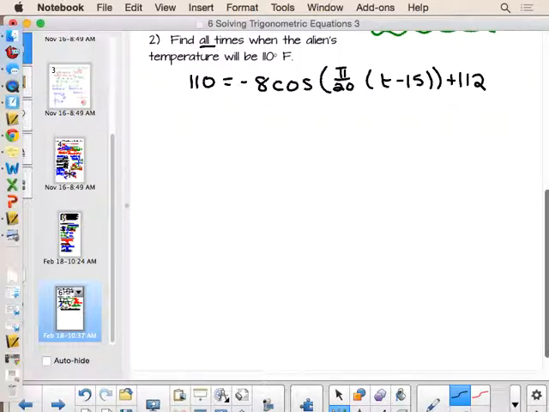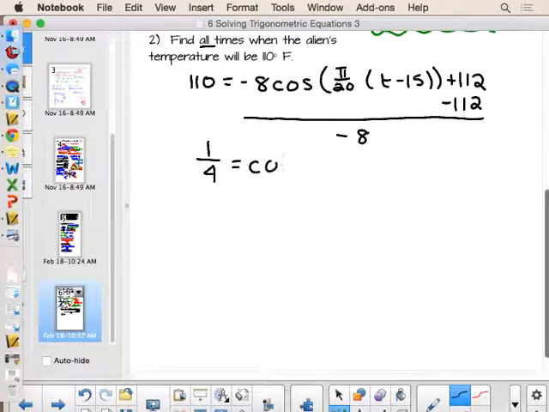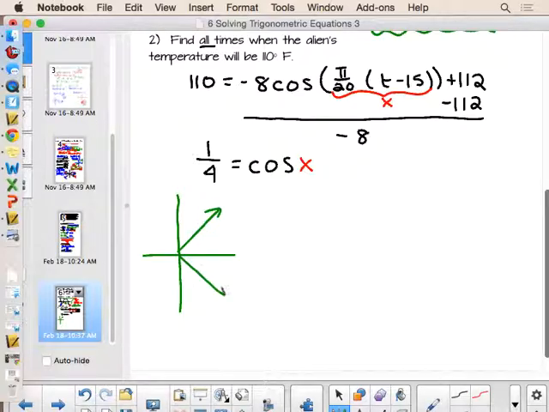Okay? We start to solve this, we're going to subtract 112 from both sides, divide by -8, and we're going to get 1/4 is equal to cosine of, let's let our substitution technique get practice. Let's let this guy here be x. So 1/4 of something. 1/4 equals cosine of x. Note, cosine is positive. That occurs only here and here.